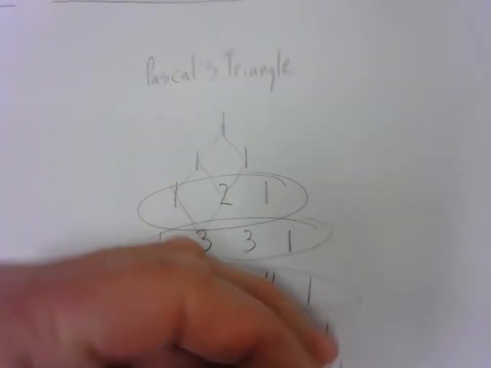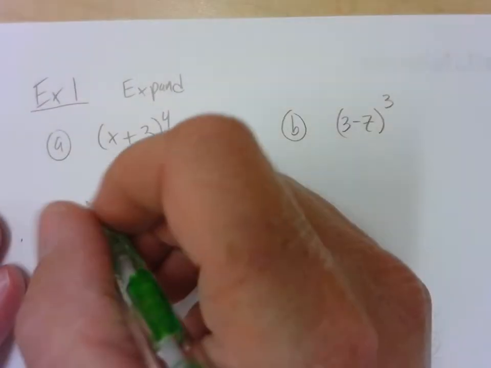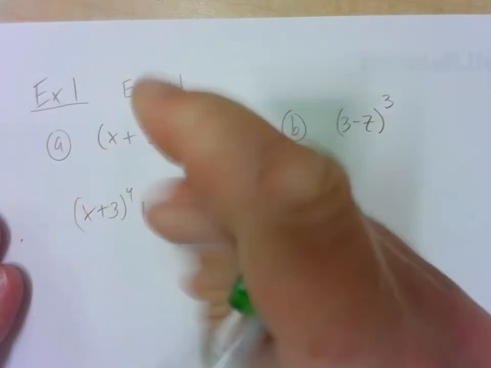And we're now going to expand these two right here. So we're going to do a first. So a is x plus 3 to the fourth power, which is going to be equal to.